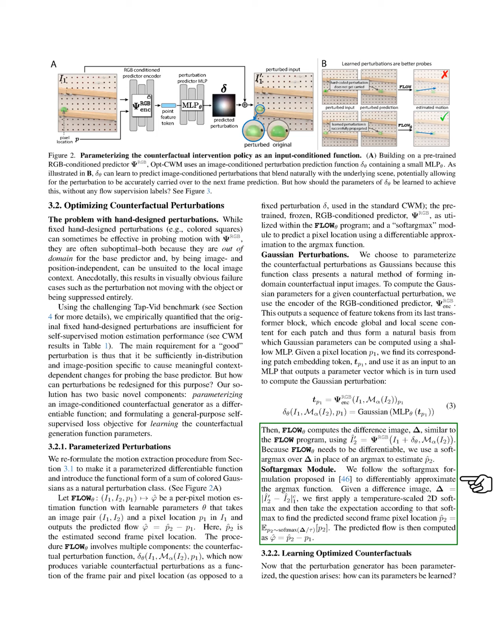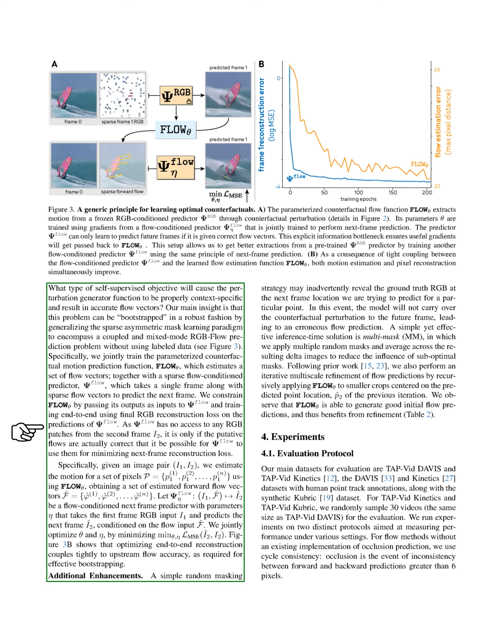Section: Learning Optimized Counterfactuals. In this section, we explore how to learn the parameters of our perturbation generator. We aim to determine a self-supervised objective that makes the generator context-specific and produces accurate flow vectors. Our key insight is that we can effectively bootstrap this process by adapting the sparse asymmetric mask learning approach to a combined RGB flow prediction problem without needing labeled data.